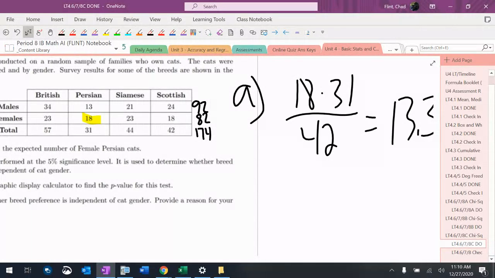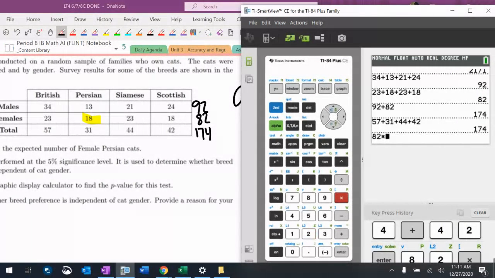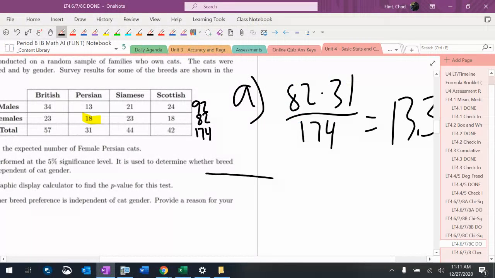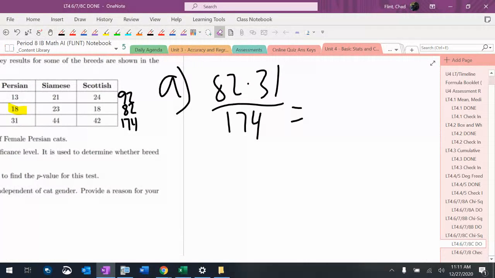I thought that last column was a total, which doesn't make a whole lot of sense. But anyways, so it's row total, which is 82, times column total, which is 31, divided by grand total. So 82 times 31 divided by 174. 14.6 is actually our expected frequency.